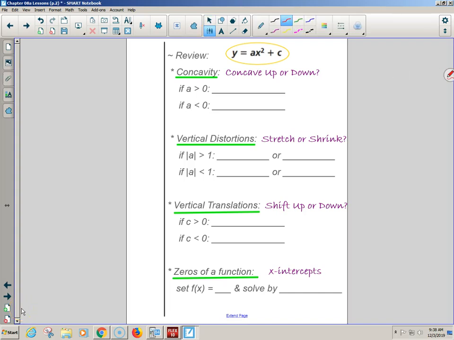Student. He's the superstar of section 8.2. A quadratic that has a plus c. But the nice thing is, let's review 8.1. 8.1 told us all about this A guy. 8.2 told us all about this C guy.